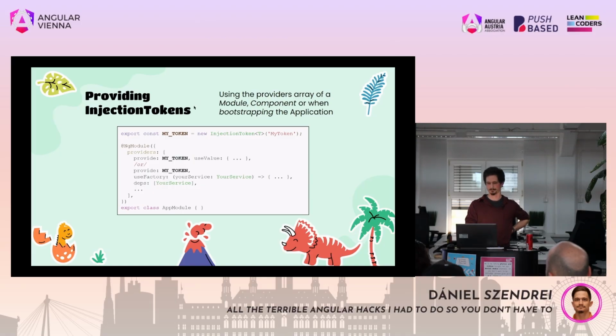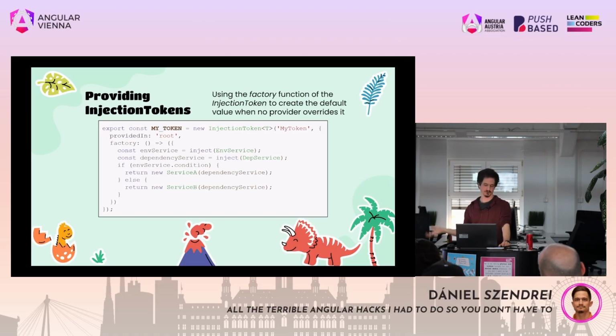So providing injection tokens, right? How you can provide injection tokens? You can use a module or the application bootstrap or a component's providers array. There you can define the use class, use value, use existing, or use factory functions, and then you have an injection token provided, right? You can also create a basic factory function that, whenever you're not providing it anywhere, will essentially call the factory function on your injection token.